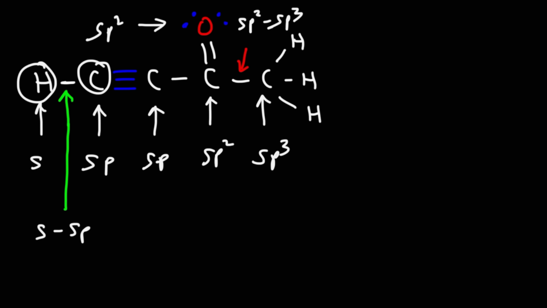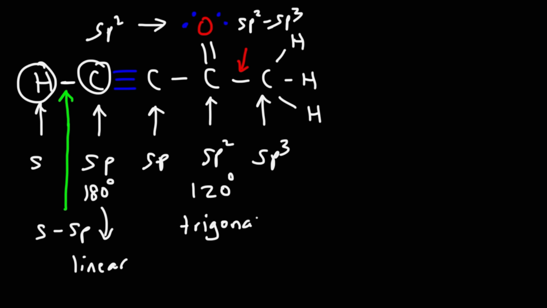Now let's talk about bond angles. For an sp hybrid carbon, the bond angle is going to be 180. The molecular geometry is linear. For an sp2 hybrid carbon, the bond angle is going to be around 120. That's an approximation because it can vary slightly based on what it's attached to, but the approximation is 120. The molecular geometry is trigonal planar.